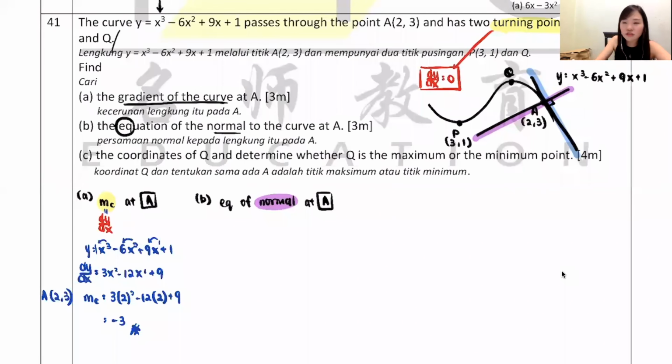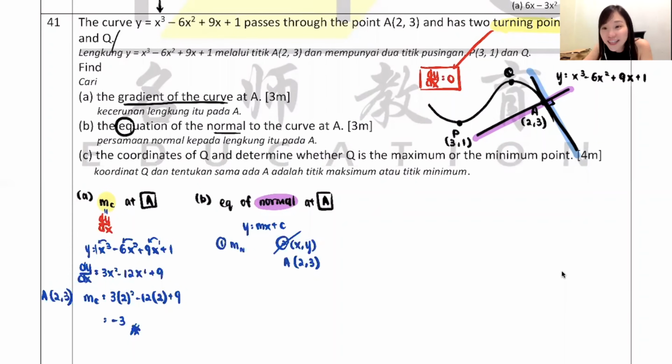How do we find it? It's the same thing we keep doing. A straight line equation is always y equals mx plus c. It must have two things. First, the gradient. Second, a coordinate. The coordinate is super easy as long as the line passes through it. The purple straight line passes through point A, (2, 3). So I can use the coordinate (2, 3) there. Next, I must have the gradient. How do I find the gradient for the normal?